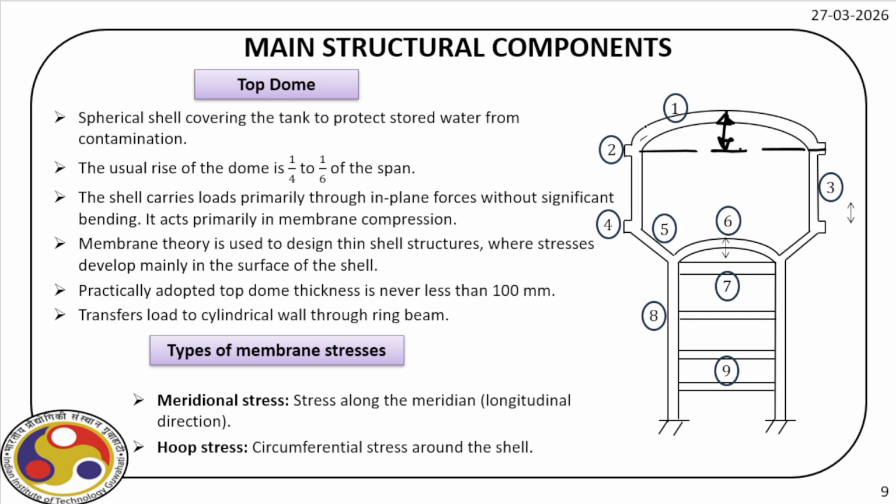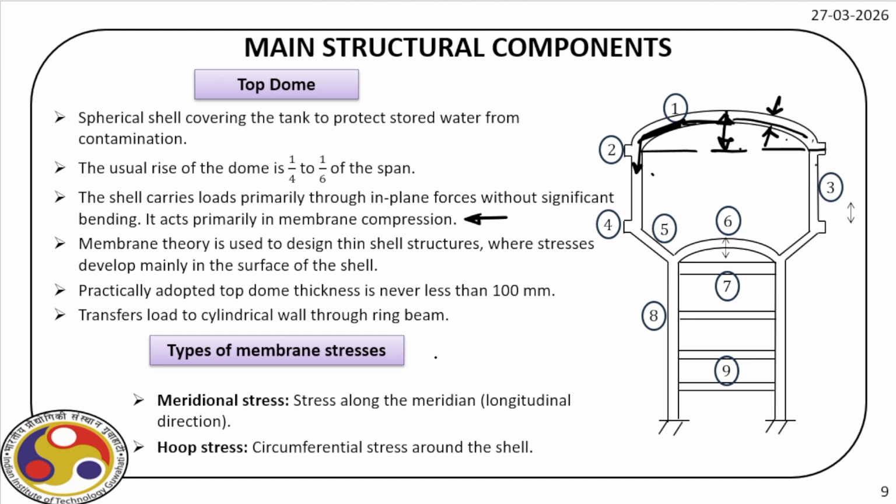So the shell that we provide here, this spherical shell, carries load primarily through in-plane forces and because of membrane compression. So to design this, we have to adapt the membrane theory for thin shell structures where stresses develop mainly in the surface. So it is a thin shell structure. Accordingly, we have to identify what are the different stress components, which we'll do in a minute. Now, it transfers the load to the cylindrical wall. So effectively it will come here, and this ring beam also provides the connection between these two.